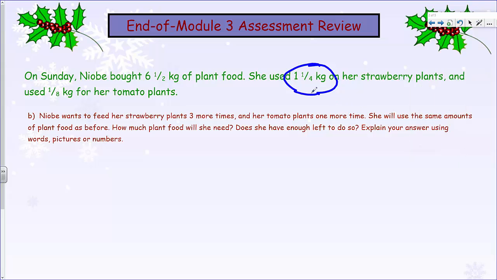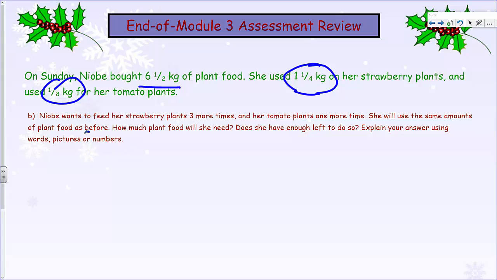So we have 1 1/4 kilograms used for the strawberry plants and 1/8 for the tomato. Now, she wants to feed 3 more times, 1 more time for the tomato plants. She will use the same amounts. How much plant food will she need? Does she have enough left to do so? Remember, we started off with this quantity. Explain your answer using words, pictures, or numbers.